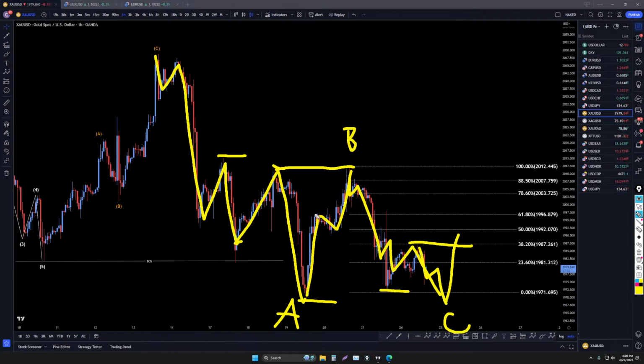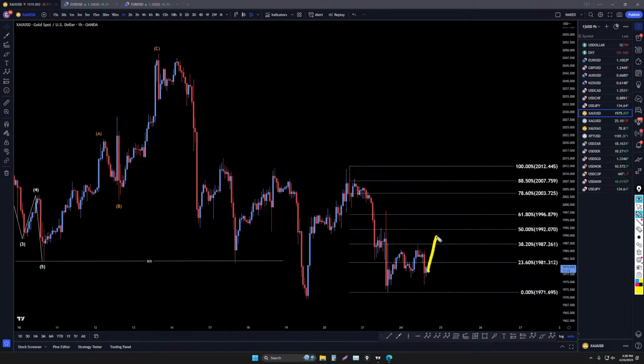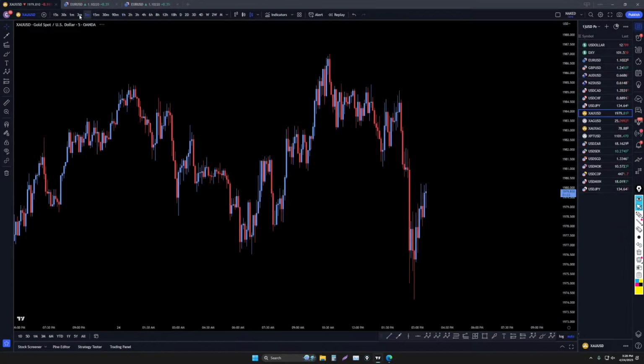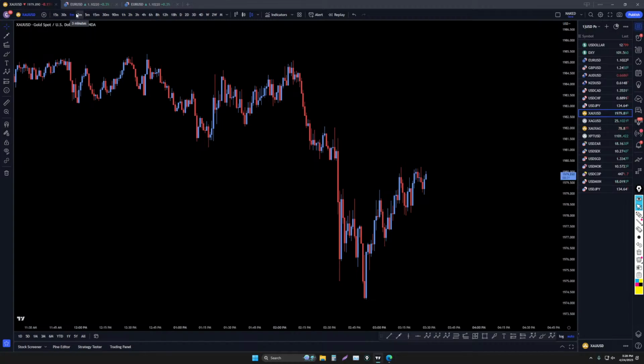So I'm still looking at this as possibly being a correction. But I definitely don't see any reason to start looking for longs yet. I would have to see a nice impulsive move up, a clear break of structure, before I would even think about going long. And until that happens, I would probably just continue to look for shorts on the much shorter time frames.